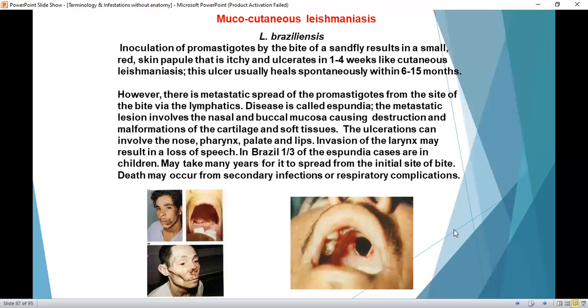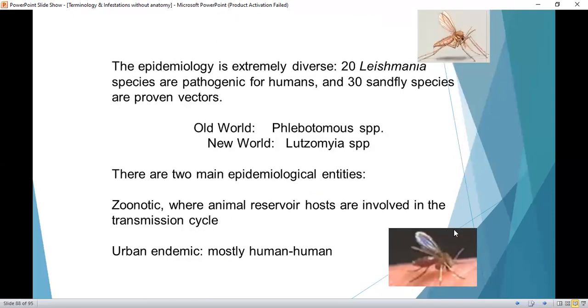In Brazil, one third of espundia occurs in children, and it may take years for it to spread from the initial site of the bite. Secondary infections and respiratory complications may cause death also. Epidemiology is extremely diverse. 20 Leishmania species are pathogenic, and 30 sandfly species are proven vectors.